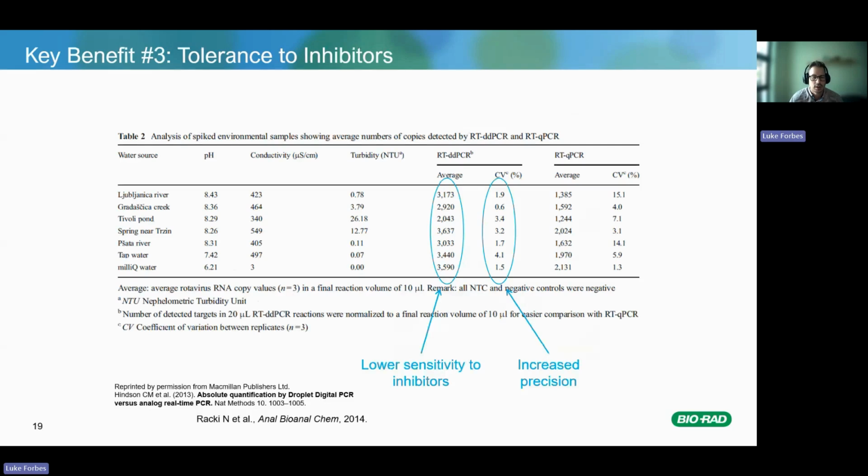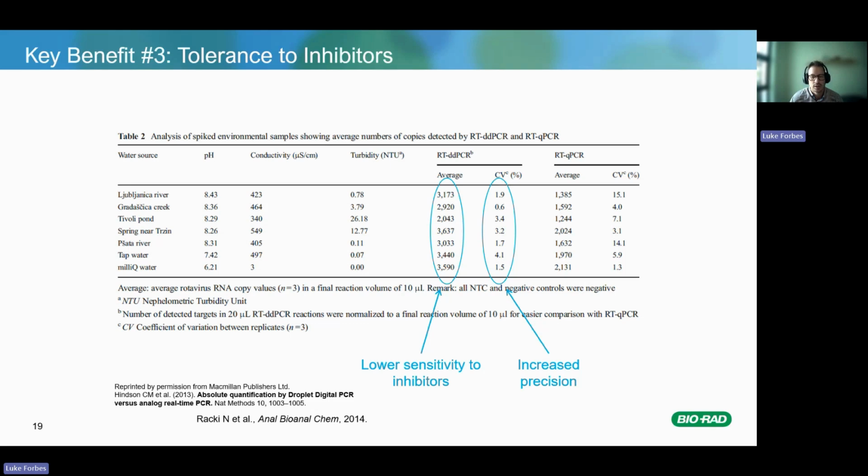And what's really interesting is if you look at the samples that they ran, if they ran it in milli-Q grade water, real-time PCR easily detected the spiked sample at a consistent CV and a higher copy number. But once exposed to a difficult sample, such as from a river, where there's a lot of inhibitors present, the copy number greatly dropped and the variation between replicates increased. This highlights the much larger tolerance to inhibitors that can be attributed to using an endpoint PCR method rather than an exponential method.